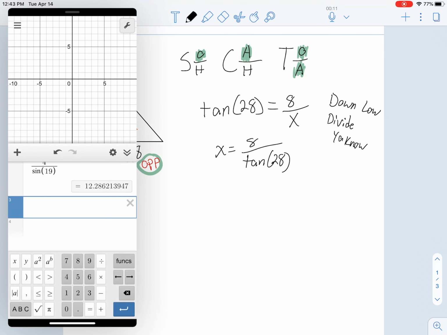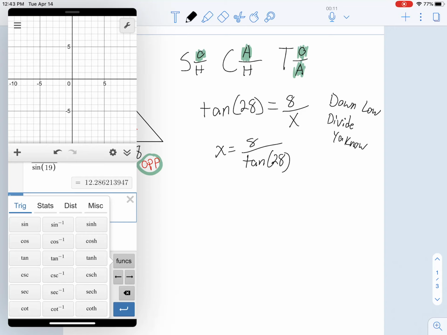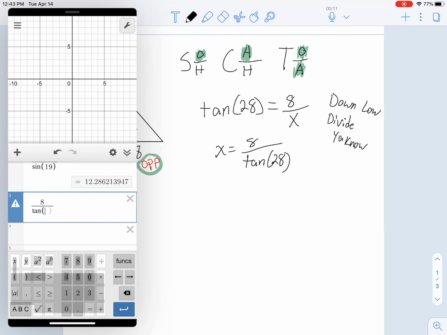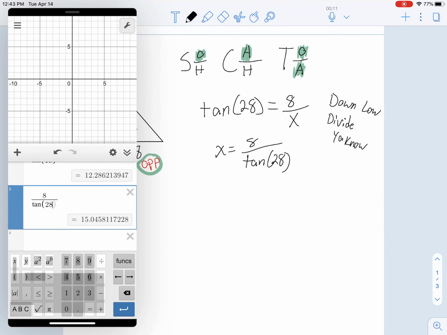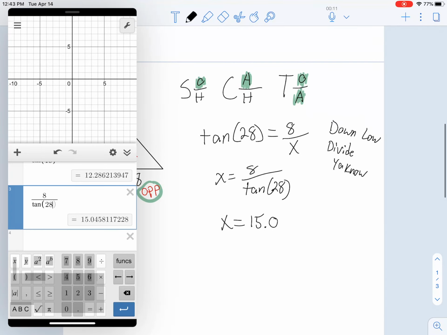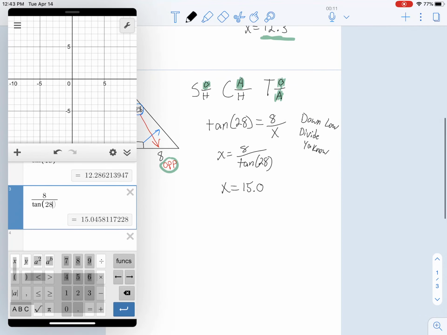Okay, so what I'm going to do is I'm going to type this in. So I'm going to hit the divide button. My 8 goes on top. I'm going to type in functions. So I use tangent, so I'm going to choose tangent this time. And 28 goes inside. So my answer is 15.04. And that 4 doesn't make that 0 go anywhere up or down, so it's just 15.0. And that 15.0 tells me how long that side is. Okay? Alright.